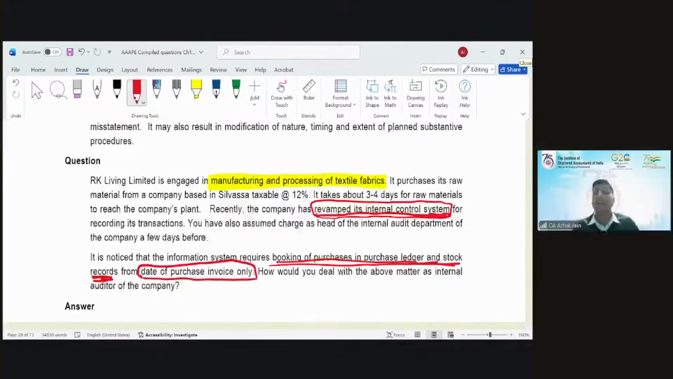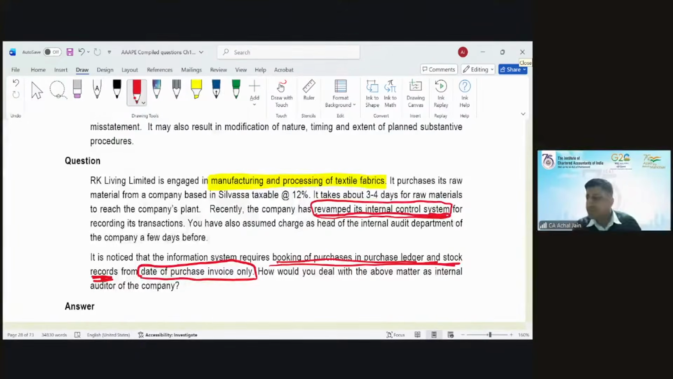Let's suppose the date of purchase invoice is 19th November. You actually receive the material, say, on 25th of November. So what do you do? You record it on 19th November. How would you deal with the above matter as an internal auditor of the company? Clear? So how would you deal with that? Any thoughts, Saminathan?